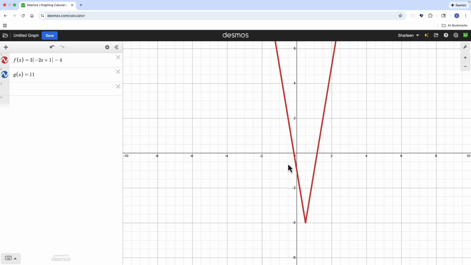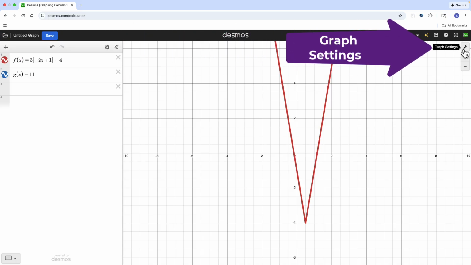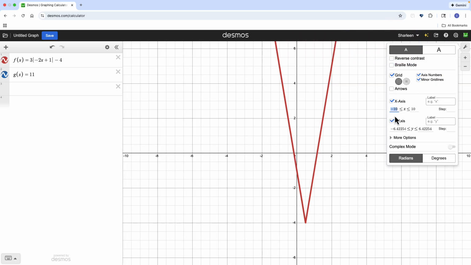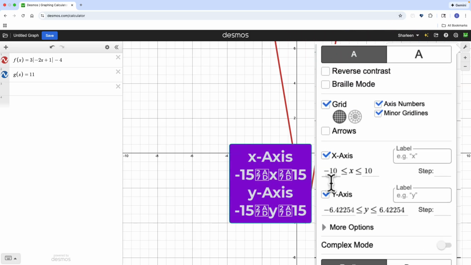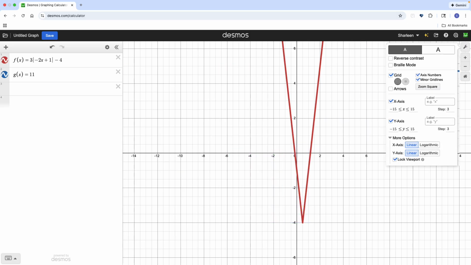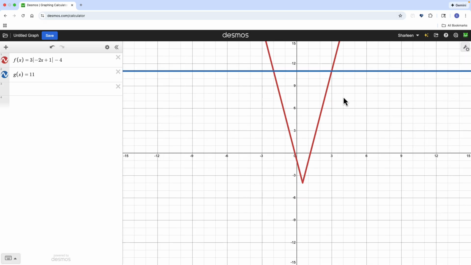Currently, we can see the function f of x, which was the left side of my equation, but I don't see g of x on the screen. In order to see g of x, we're going to need to adjust the window. To adjust the window in Desmos, go over to the upper right-hand side and click the wrench, which is the graph settings button. Let's change the range of the x and y axis to be between negative 15 and 15. Now I can see both the f and g functions on the same window.